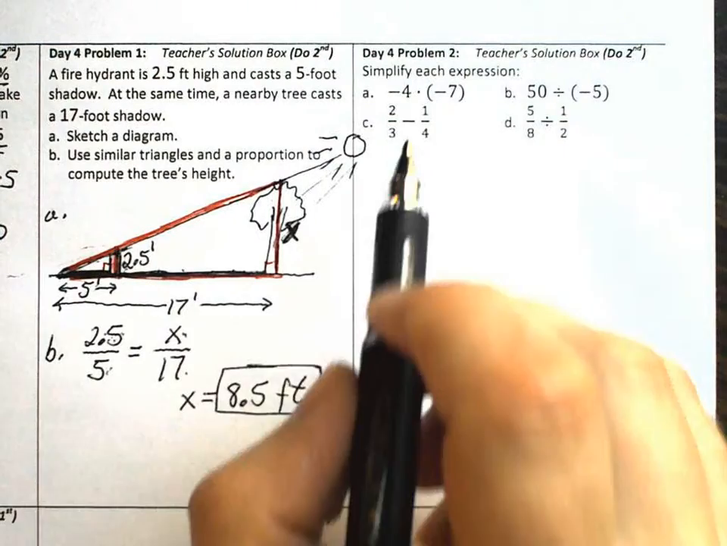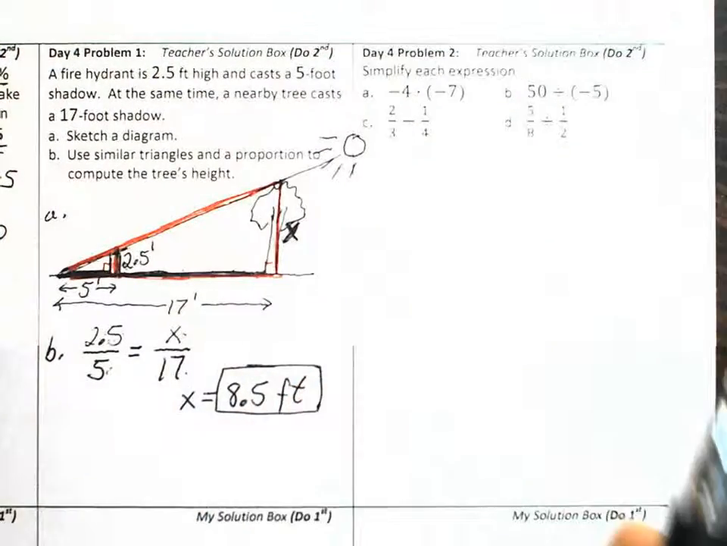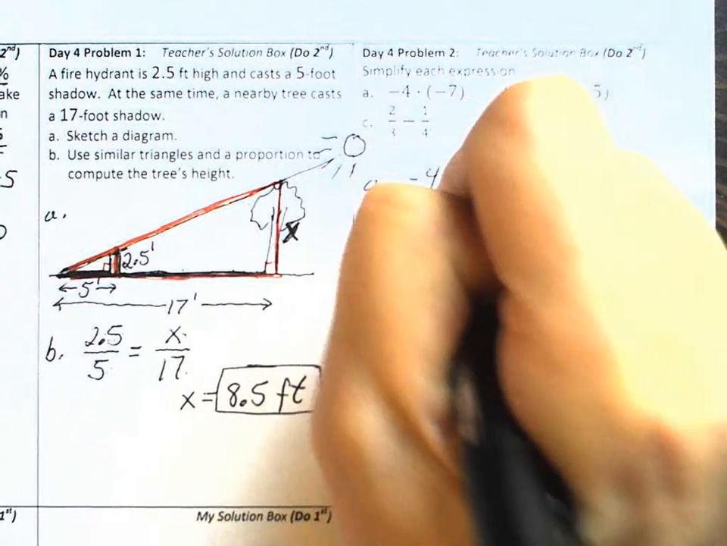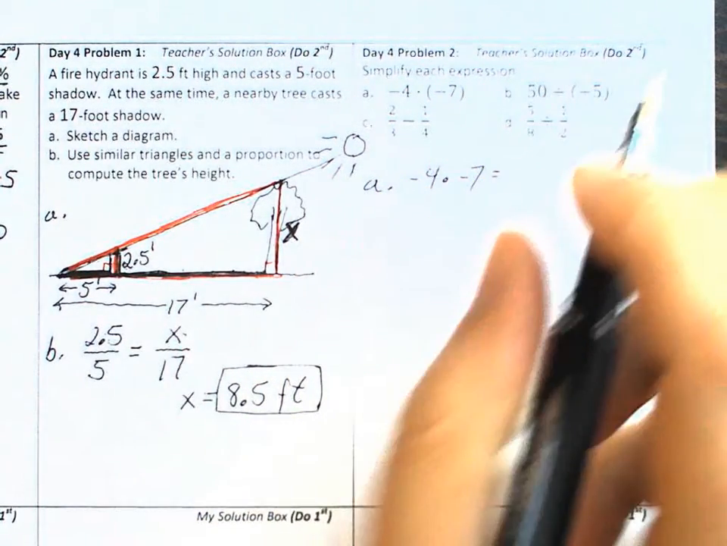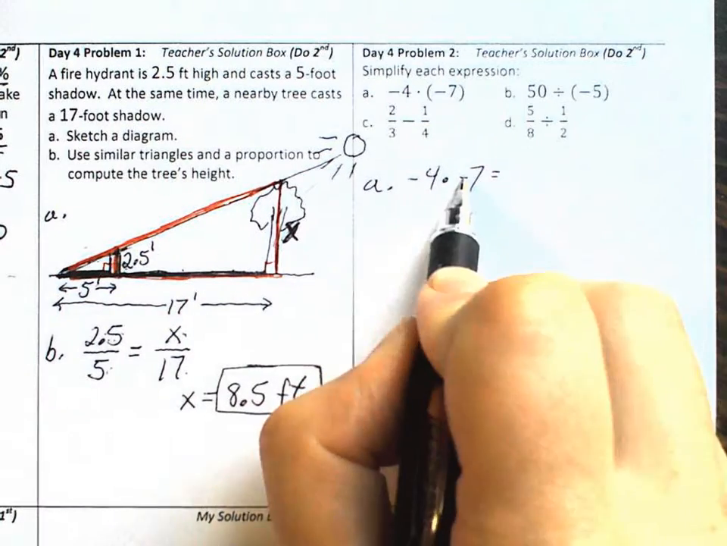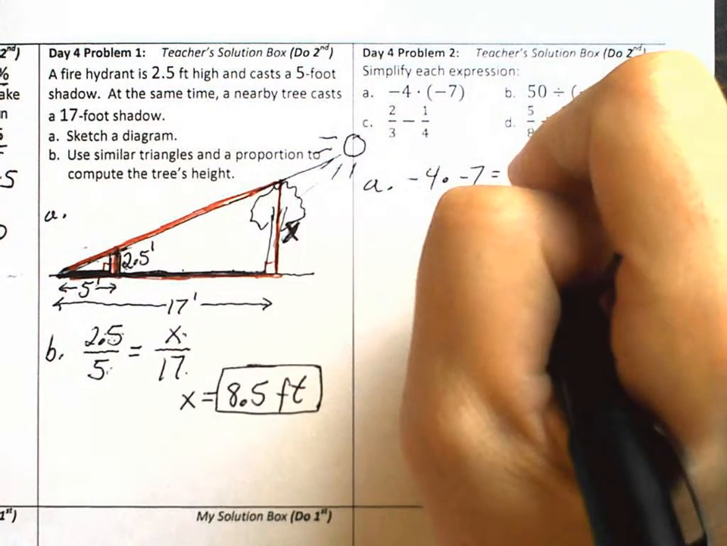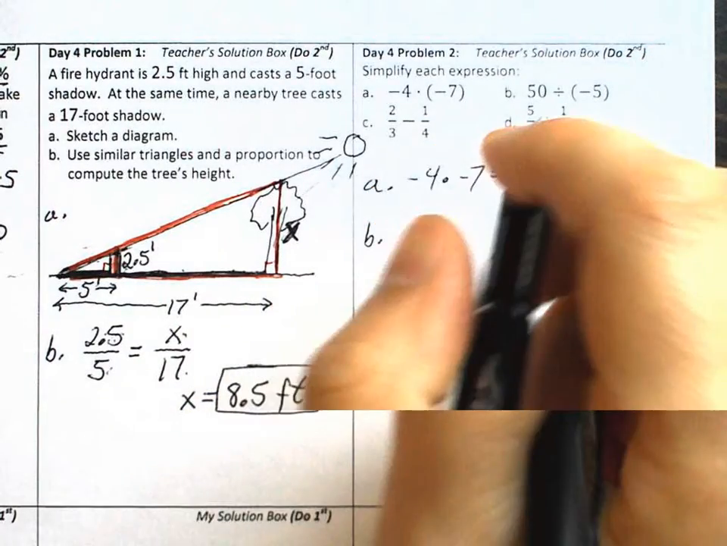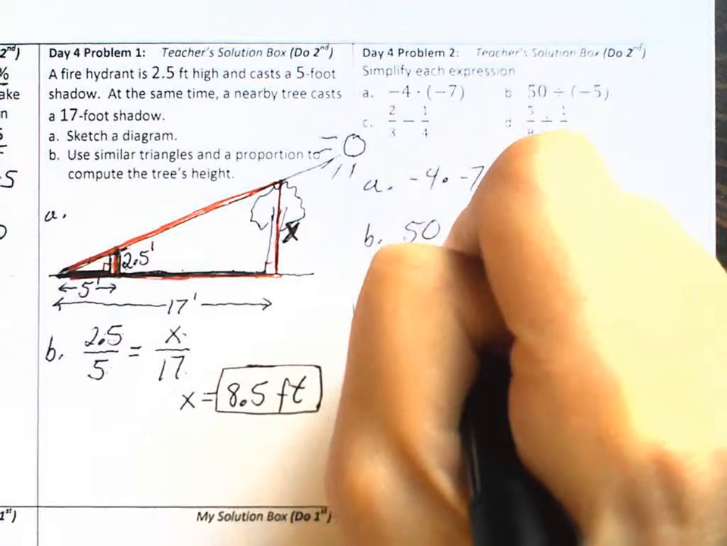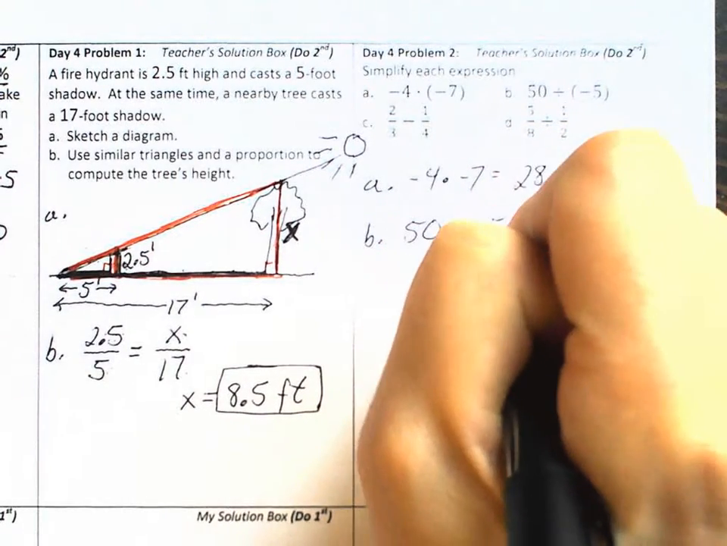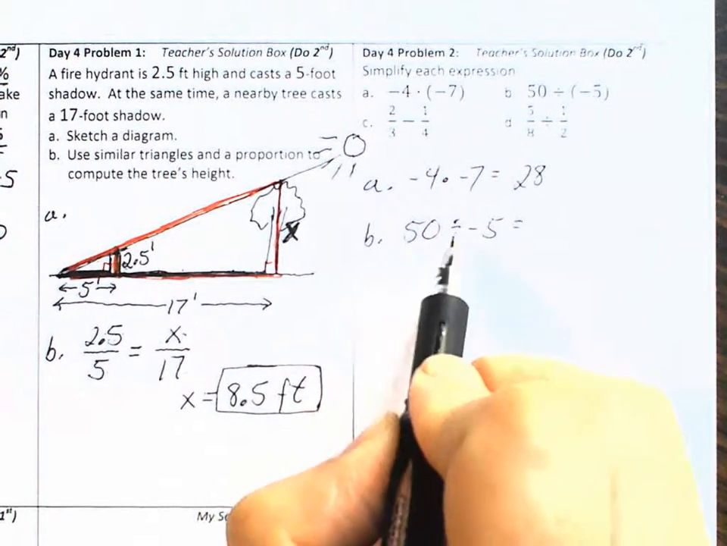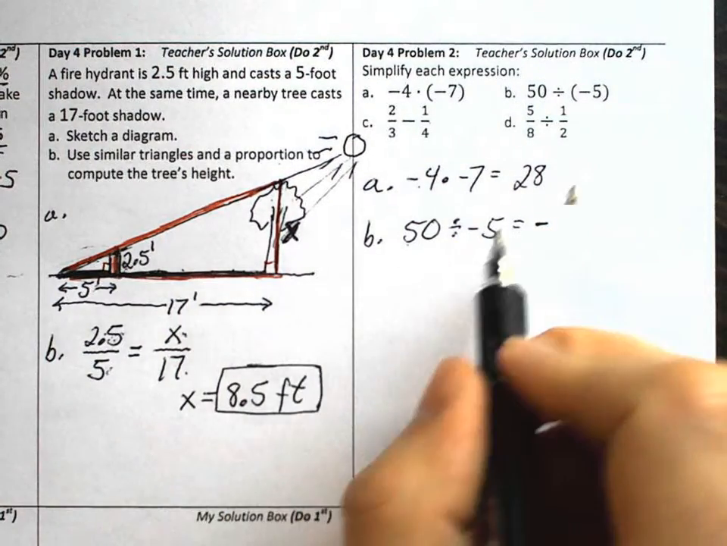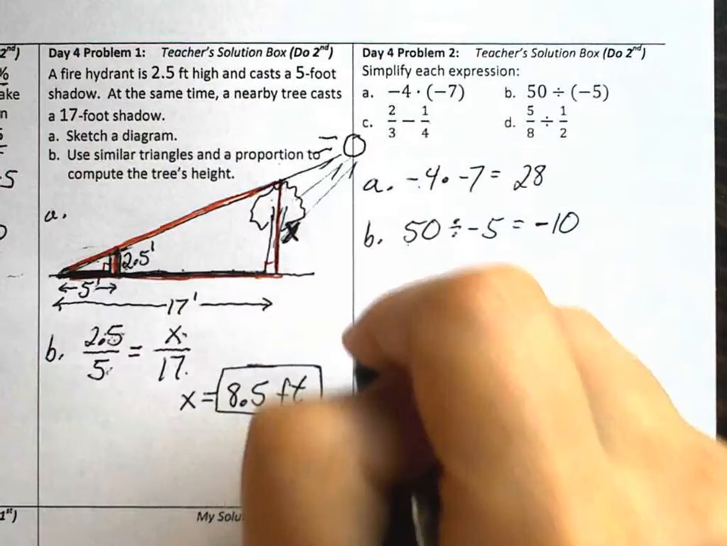Simplify each expression, and notice there are 4 math questions to do. So let's start with question A. -4 times -7. Negative number times a negative number is positive. 4 times 7 is 28. Question B. 50 divided by -5. Positive number divided by a negative number is negative. 50 divided by 5 is 10.